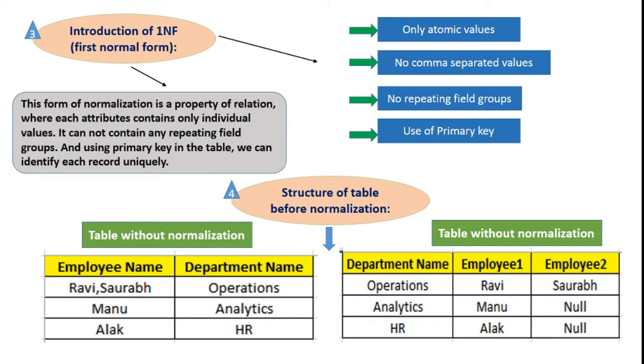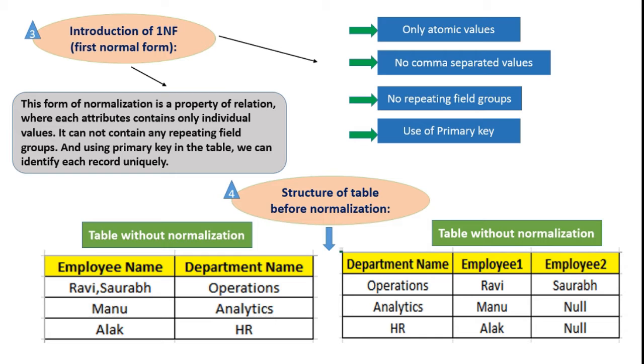Going forward, we have a topic where we are going to discuss the introduction of first normal form. This form of normalization is a property of a relation where each attribute contains only individual values. It cannot contain any repeating field groups, and using a primary key in the table we can identify each record uniquely. So this is a summary.